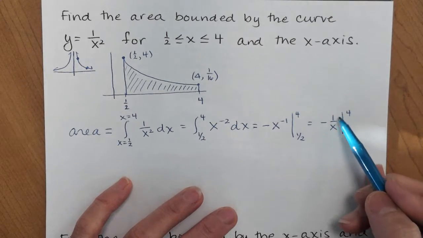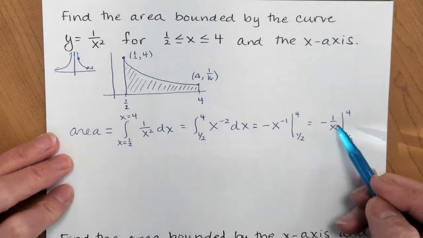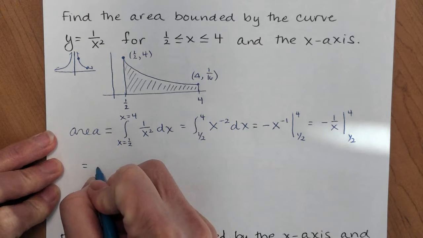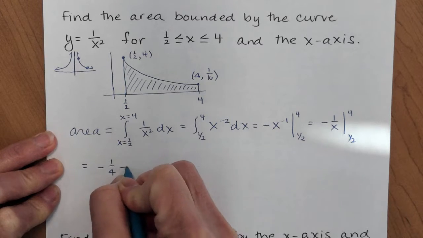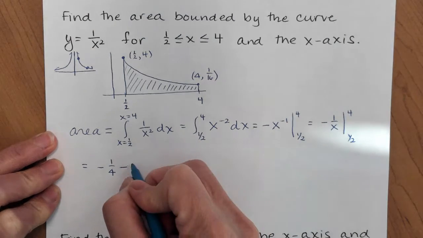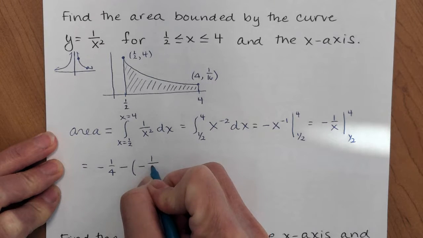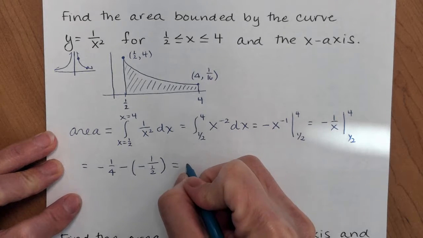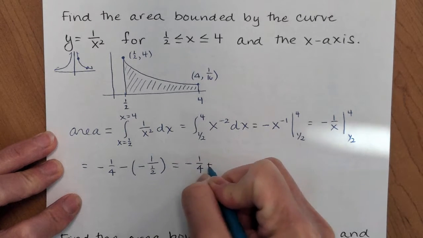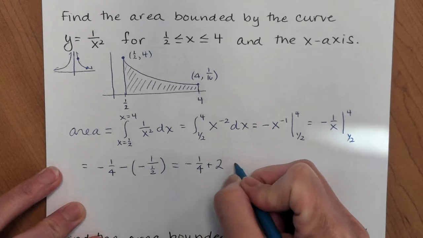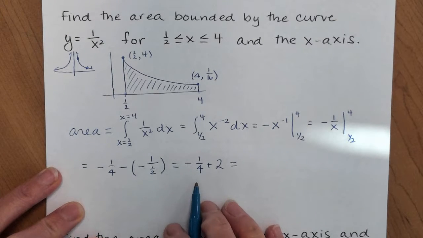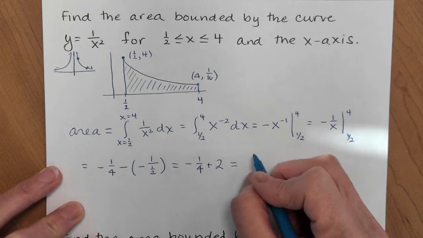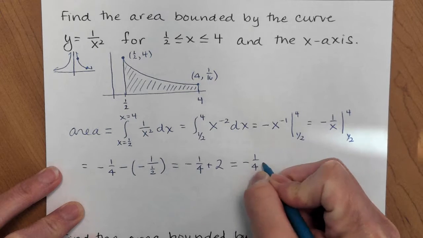So you always plug in your upper limit first, and then you subtract what you get when you plug in your lower limit. So I'm going to get negative 1/4 minus, when I plug in the lower limit, I get negative 1 over 1/2. And 1 over a fraction equals the reciprocal of that fraction. So that's going to be 2. And so I get that my final answer, the area of this bounded region, is 1 3/4 or 7/4.